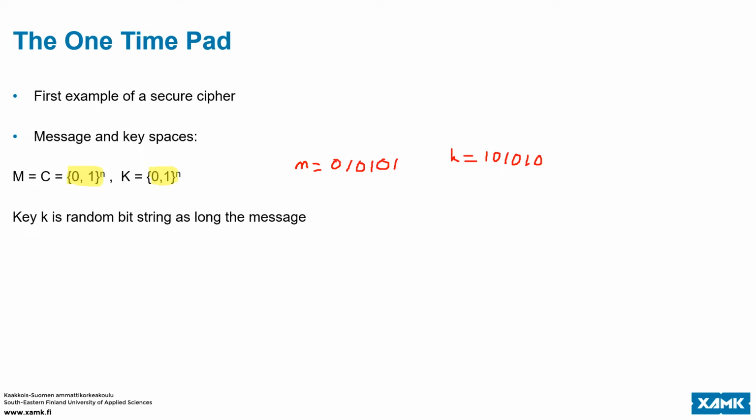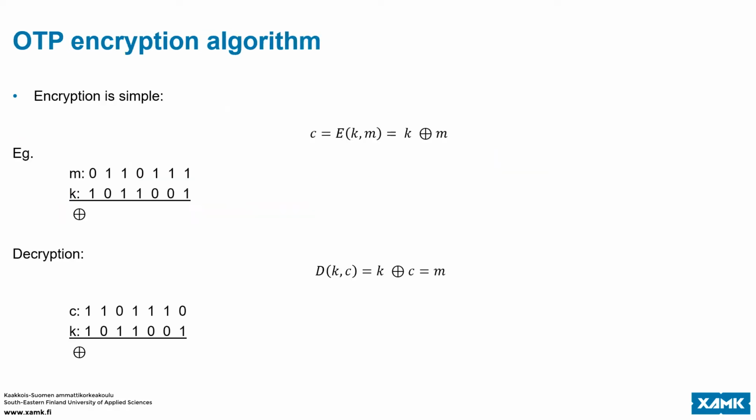One-time pad does have one requirement though. The key should be a random bit string that is as long as the message. The encryption algorithm for the one-time pad is very simple. It uses the key and message and calculates the exclusive OR operation for these bit strings. As an example, we have here a string of bits. So if we look at this example here, we start to calculate the exclusive OR operation.